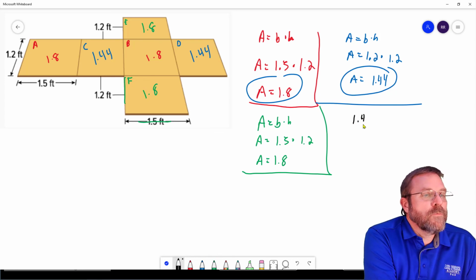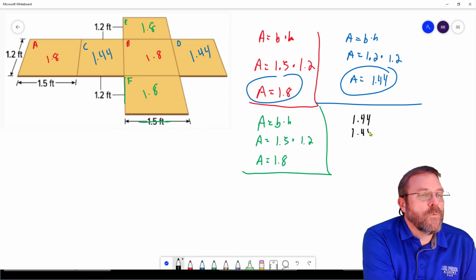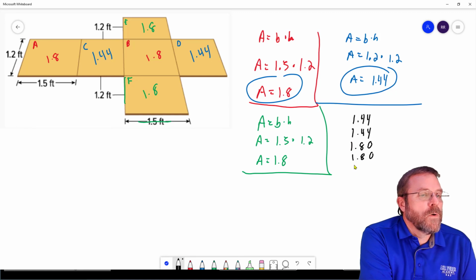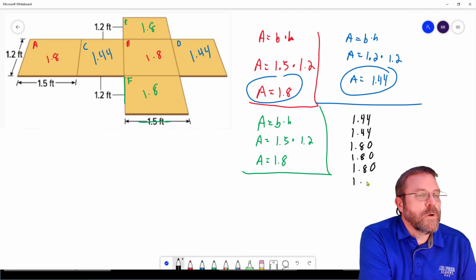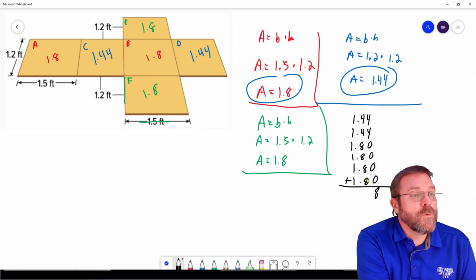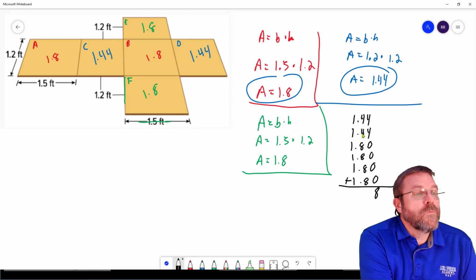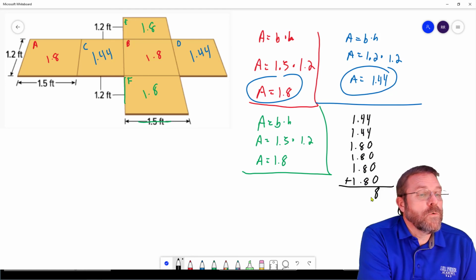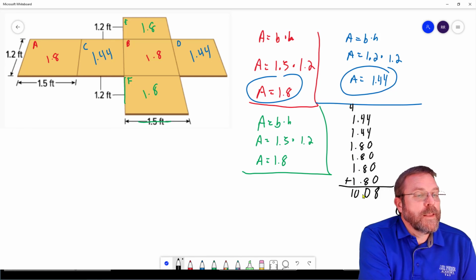So I have 1.44, 1.44, 1.80, 1.80, 1.80, and 1.80. And we're going to add those up. 4 plus 4 is equal to 8. And here I've got 1, 2, 3, 4 8s. 8 times 4 is going to give me 32, plus 4 is going to give me 36. Plus 4 is going to give me 40. So I'm going to put in a 0 and carry the 4. And then I'm going to add these up. 4, 5, 6, 7, 8, 9, 10. And then that decimal comes down.